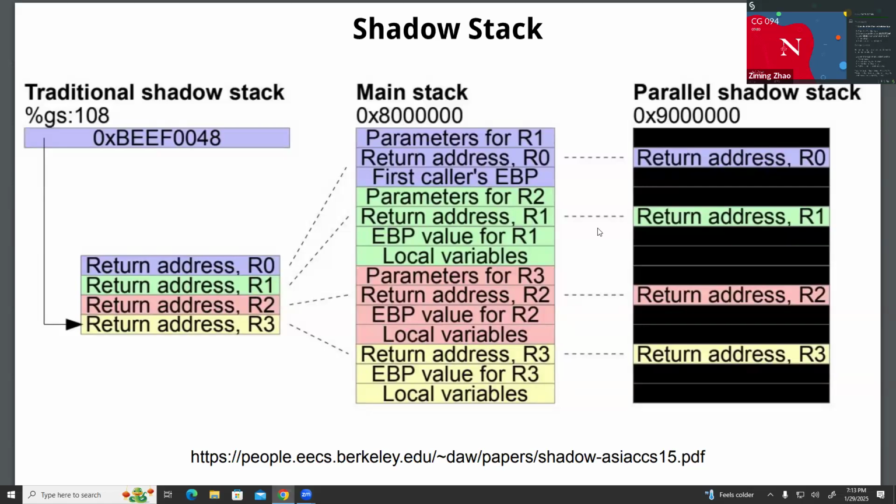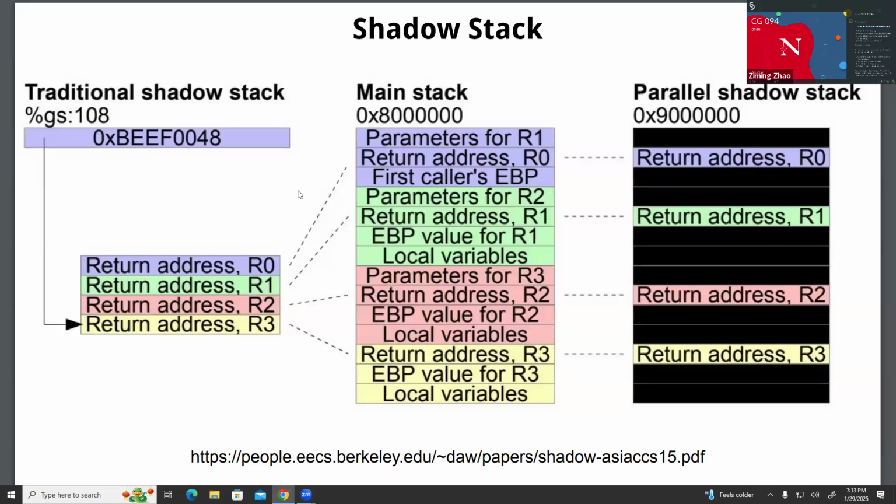So the attacker, for the previous examples, is string copy, memory copy. They can only overwrite the original stack. But we keep another copy of the return address somewhere else, which is harder to overwrite. Then there are two main ideas of this. One is called the traditional shadow stack approach. Another one is called the parallel shadow stack approach.